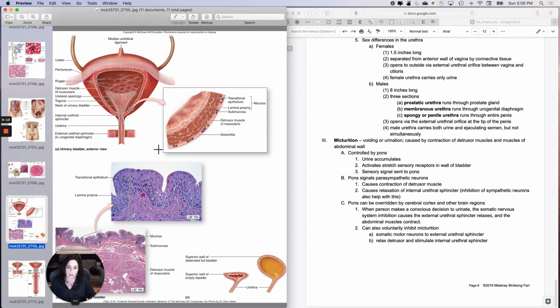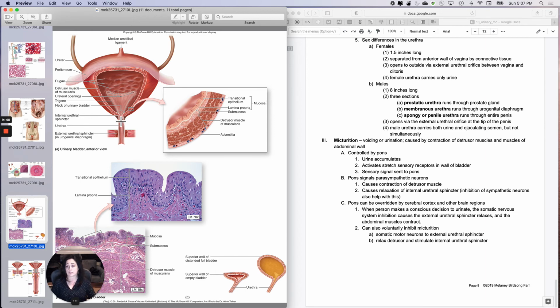So basically what happens is as the urine accumulates, it will stretch the wall of the urinary bladder, and that stretch will be sent to the pons. And then the pons will send signals to the parasympathetic neurons to cause contraction of the detrusor muscle in the wall and relaxation of the internal urethral sphincter. This is basically inhibit the sympathetic nervous system that was keeping it closed and activate the parasympathetic nervous system.